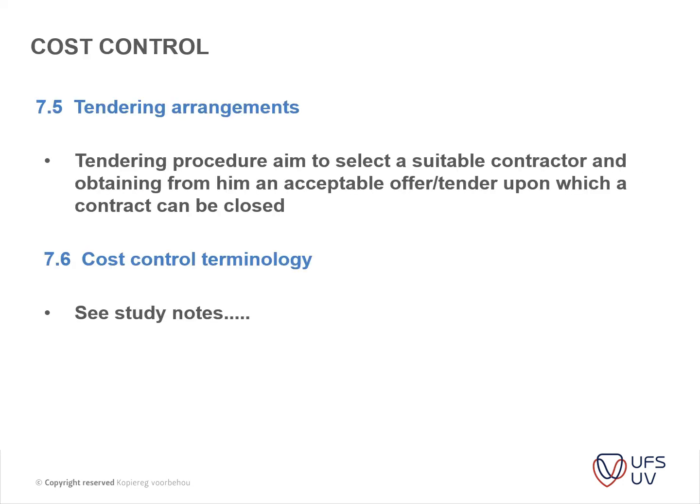Okay, then as a close, we look at the tender arrangements. So tendering procedures aim to select a suitable contractor and obtain from him acceptable tender offers upon which the contract can be closed. So this is also a very large function of the QS, to get the contractual side in place, appointing the correct contractor that can actually do the work, and then still some value engineering can be done together with the contractor if needs be, if the design allows for it.